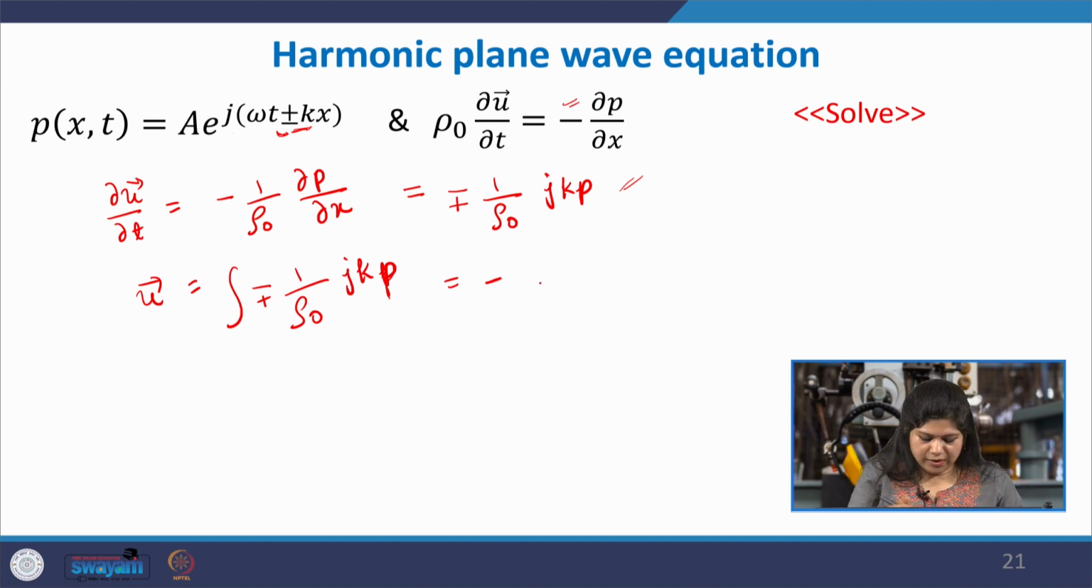So, with that if we solve, we have taken out j k by rho naught and we are integrating this p with respect to dt, okay.